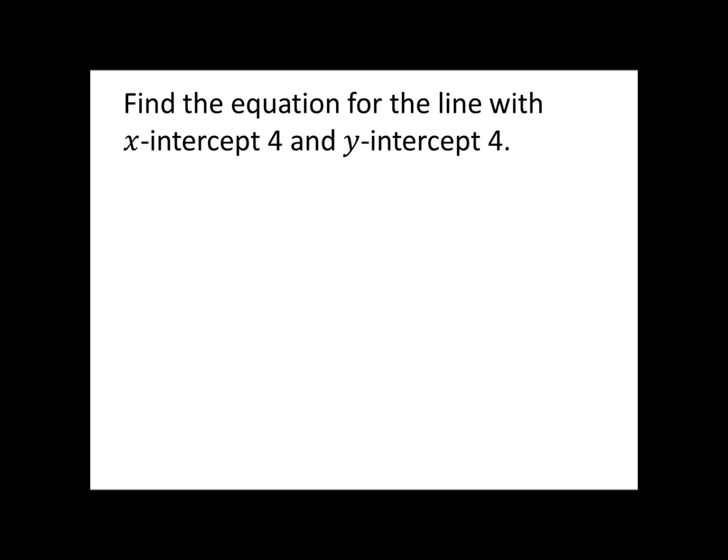Let's find the equation for the line with the x-intercept 4 and the y-intercept 4. Now the thing to remember here is we're actually giving you 2 points. The x-intercept is the point 4, 0. The y-intercept is also a point, the point 0, 4. So really this is all just a problem where they're giving you 2 points and they want you to find a line. So let's go ahead and start by finding the slope of our line. Take our change in y over our change in x. We find out that our slope is -1.